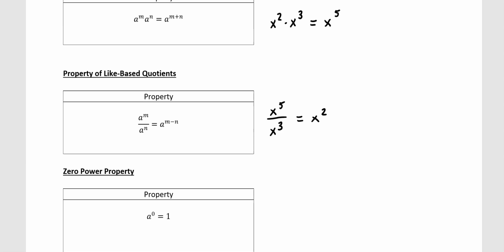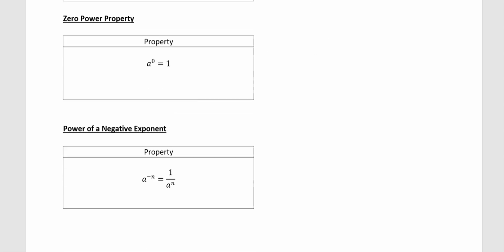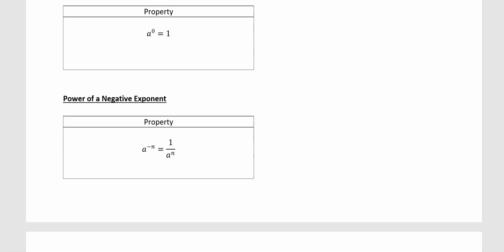Then the zero power property. This one's really straightforward. Anything to the zero power is 1. All right? Anything to the zero power is 1. And then an important one, a negative exponent. Let's say I have x to the negative third. I would rewrite this as 1 over x to the third. All right? Remember, because we can't have any negative exponents, we want this negative exponent to become positive.